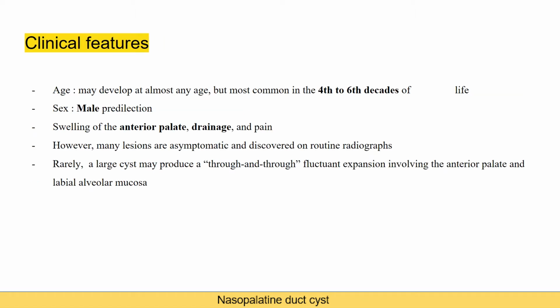It can develop at almost any age, but is most commonly seen in the 4th to 6th decades of life. It has a male predilection. It appears as a swelling of the anterior palate, drainage, and also pain. However, many lesions are asymptomatic and discovered on routine radiographs. Rarely, a large cyst may produce a fluctuant expansion involving the anterior palate and labial alveolar mucosa.